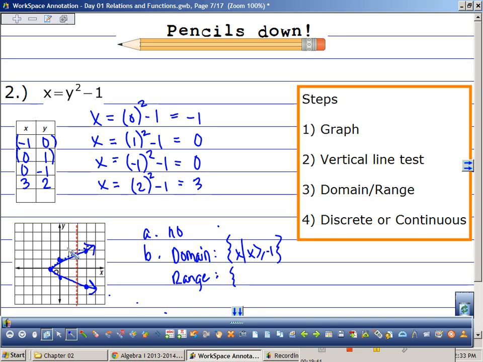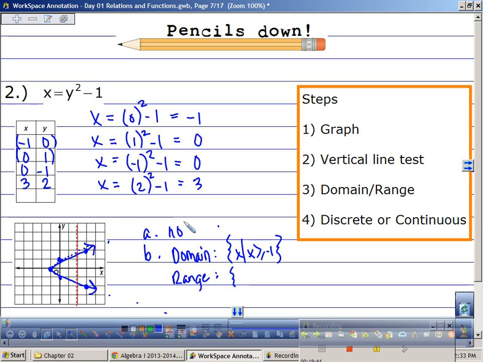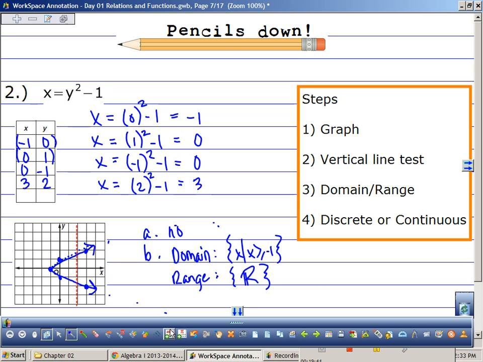Same in the positive direction. Up 1, there. Up 2, there. Up 3, out here. Up 4, way over here. Up 5, way over here. Am I always going to have a y value? Very difficult, abstract. All real numbers for y.